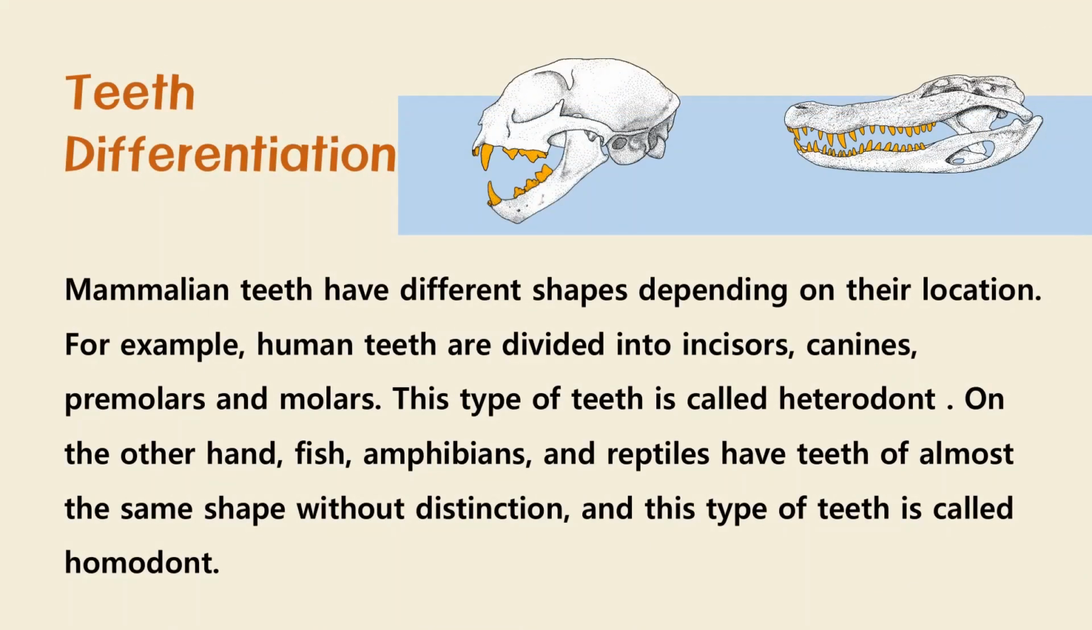Teeth differentiation. Mammalian teeth have different shapes depending on their location. For example, human teeth are divided into incisors, canines, premolars, and molars. This type of teeth is called heterodont. On the other hand, fish, amphibians, and reptiles have teeth of almost the same shape without distinction, and this type of teeth is called homodont.